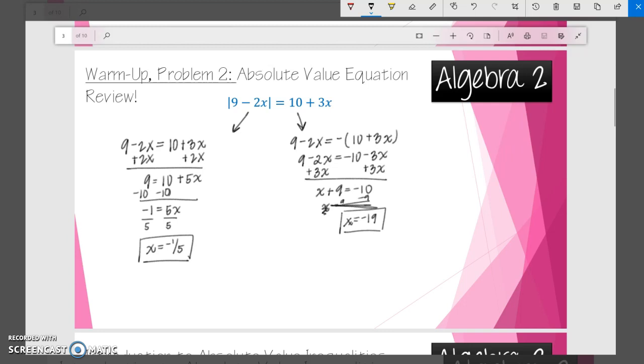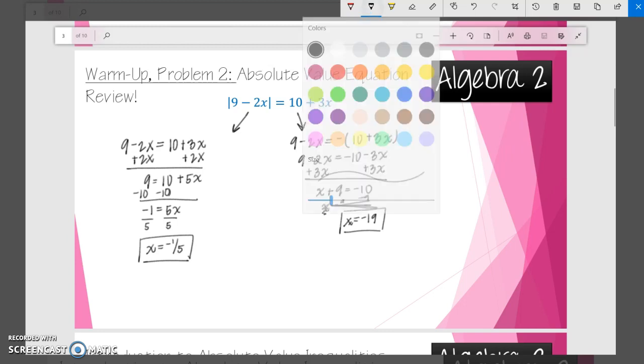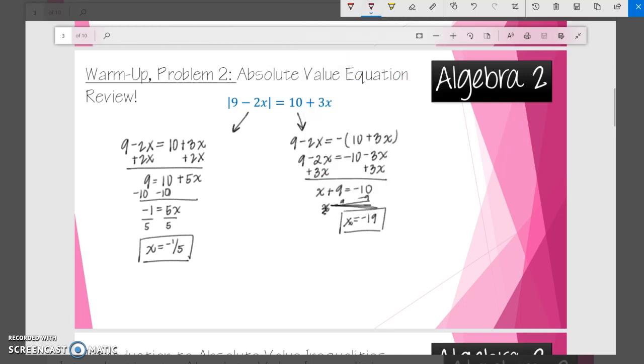Now at that point, I need to take both of these solutions and plug them back in. One's a fraction, so it's going to take just a little bit more algebraic work. So let's go ahead and start by plugging in this negative 19 to my original equation. When I do that, I have 9 minus 2 times 19 in absolute value bars is equal to 10 plus 3 times negative 19.